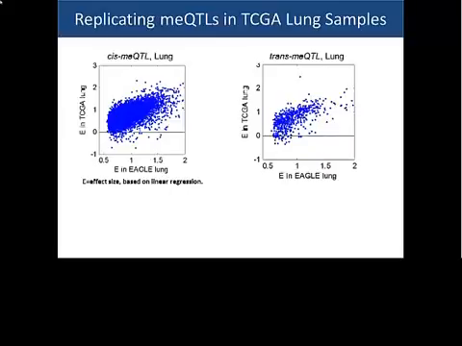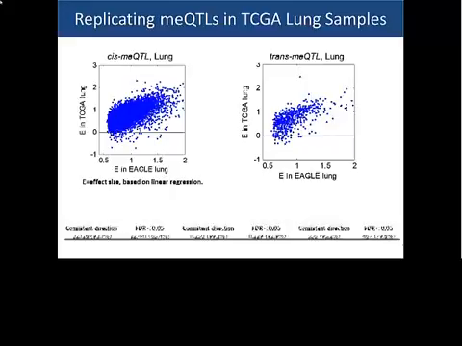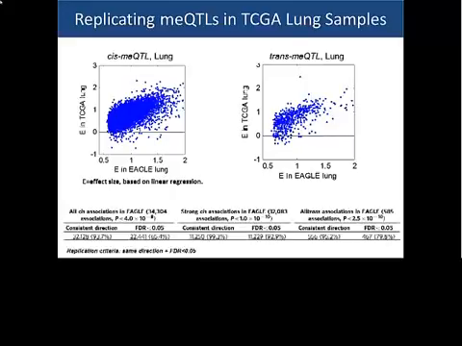In these two figures, we plot the effect size for the methylation QTLs in both the eagle lung tissue and the TCGA lung tissue sample. As you can see, the directions are largely consistent between these two studies, and the effect sizes are very well correlated. So then we performed a formal replication study.